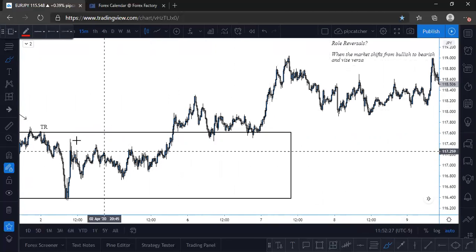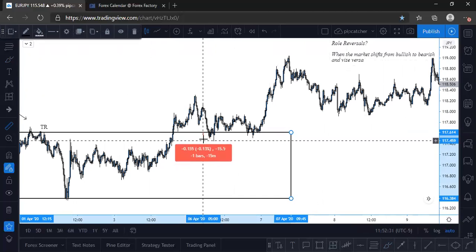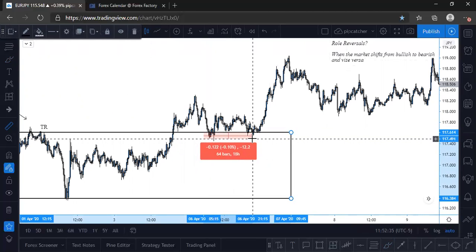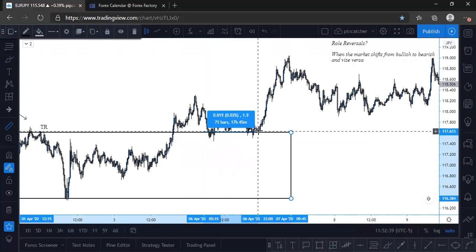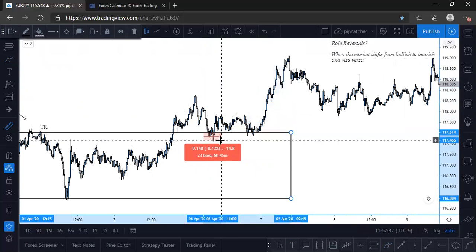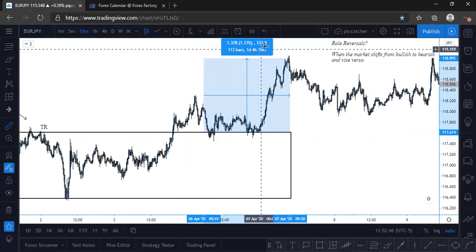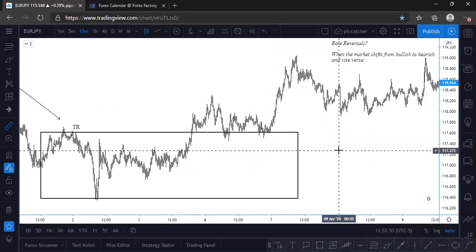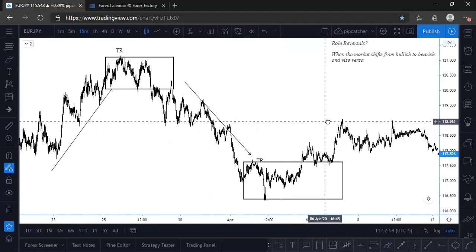So once again, when price trades back, you don't need to have these beautiful entries every single trade, right? Even though this is a really nice entry, you're risking 16 pips to make 137 pips. So once again, I couldn't complain about that.